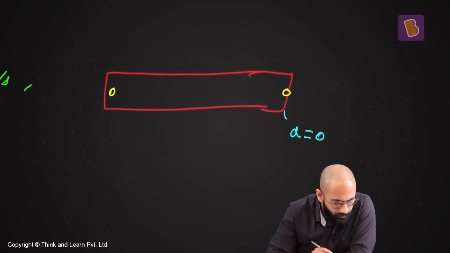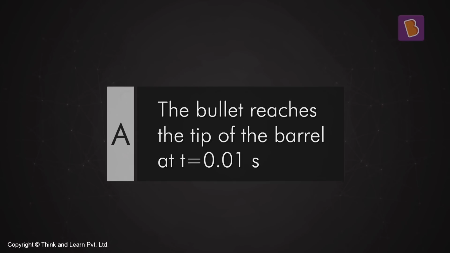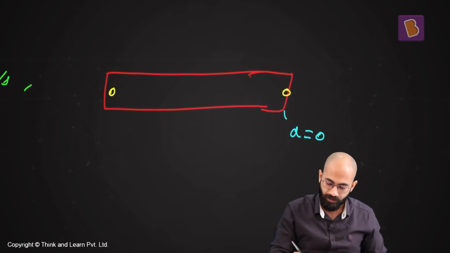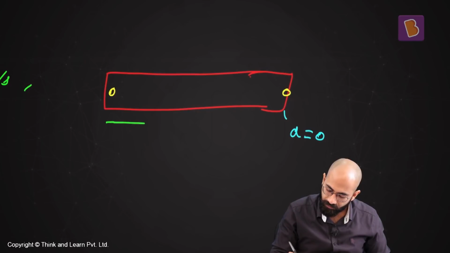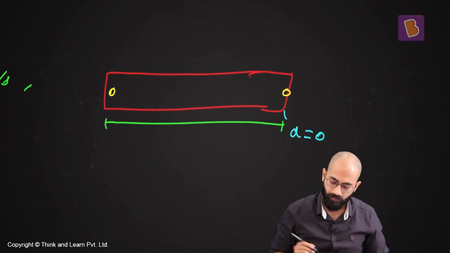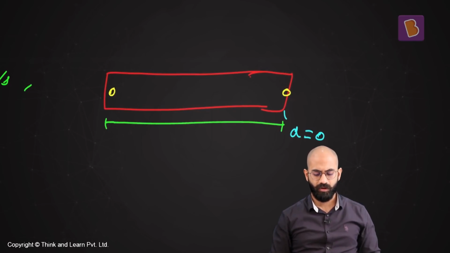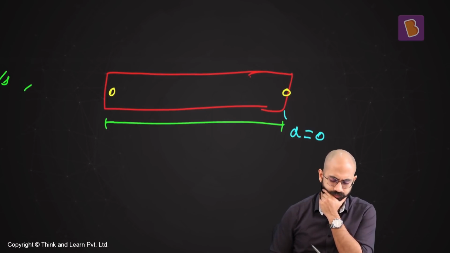Now what do we do? The first option is saying that the bullet reaches the tip of the barrel at t equals 0.01 seconds, which means we have to find the time taken. So let's say it starts from here, we have to find the time taken for it to reach from here to here. Now how will we do that? And what we know is that v is this much. How will we find this out?